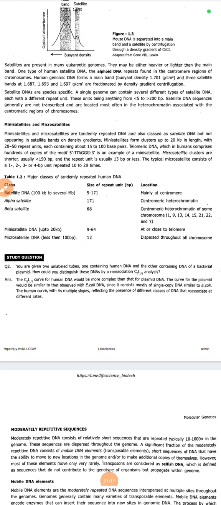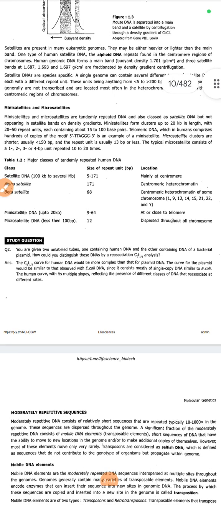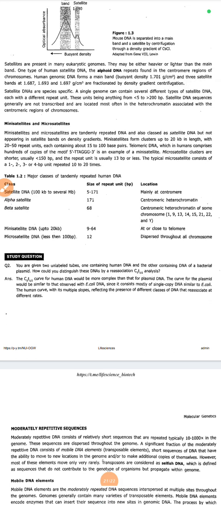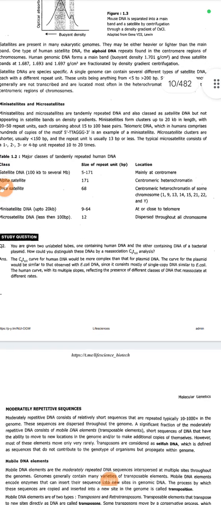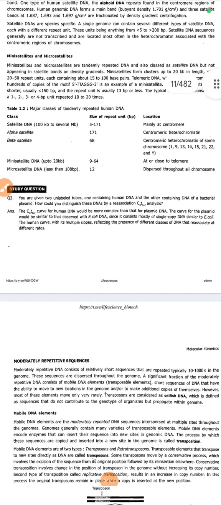So the typical microsatellite consists of how many repeats? It consists of a 1, 2, 3 or 4 base pair unit repeated 10 to 20 times. Mini satellites are repeated even more, they are bigger, and they have 20 to 50 repeat units, where each repeat unit can be 50 to 100 base pair. But here each repeating unit is 1 to 2 to 3 to 4 base pair, so less than 150 base pair. So the difference is very important.